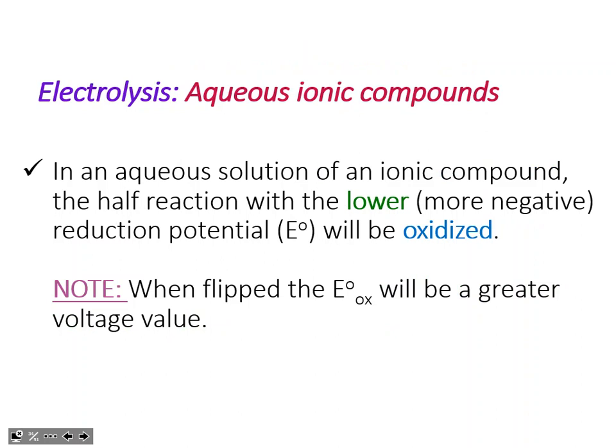All right, let's look at the oxidized side of things. In an aqueous solution of an ionic compound, the half reaction with the lower or more negative reduction potential will be oxidized. You can use it that way. You can just look at the reduction potentials and figure it out. However, I like to flip it because I like to think about it in terms of being oxidized. So I flip the ones that need to be oxidized and I look for the greater voltage value. So this is the way that I do it right here. I use this one, not the other one. You can look at it either way, whichever way your brain processes it better. I flip them and then I look at which one's more positive.